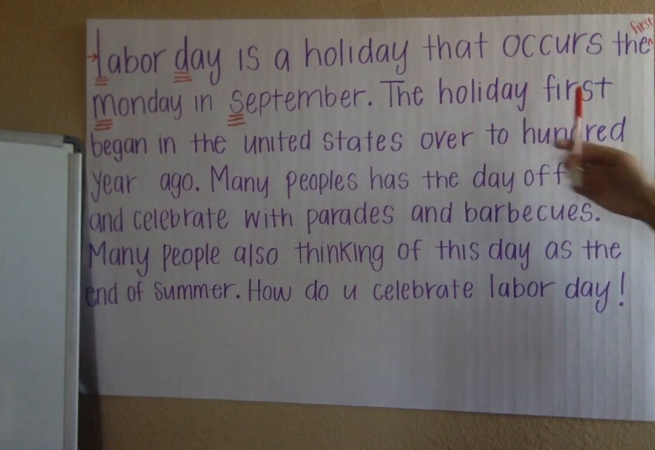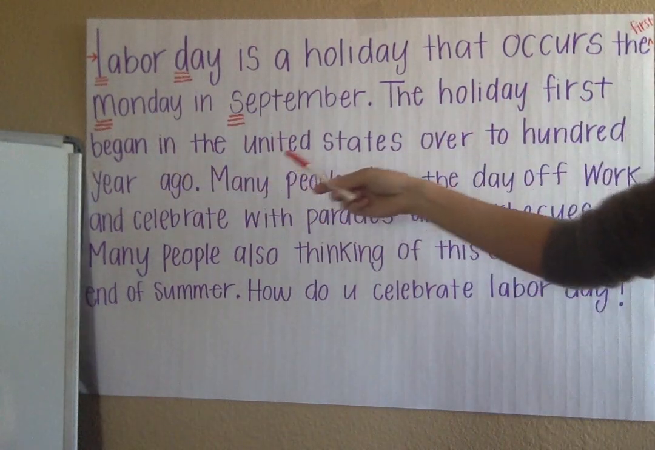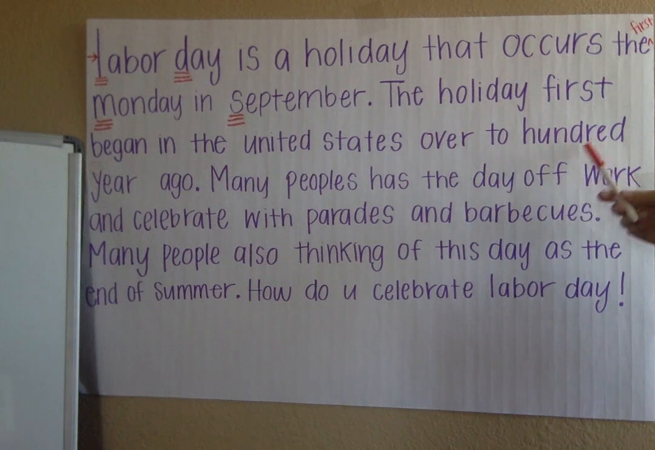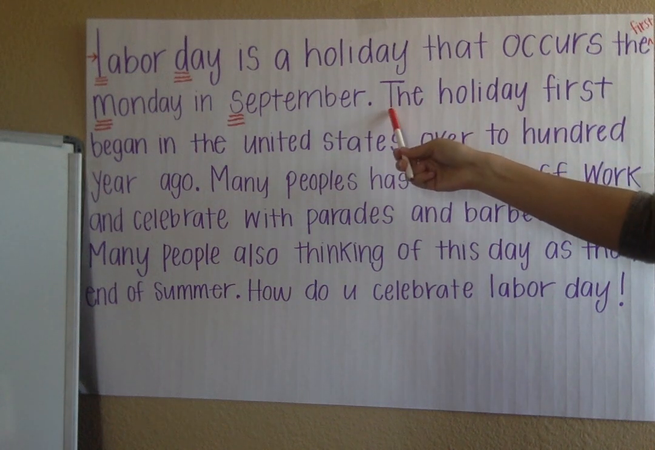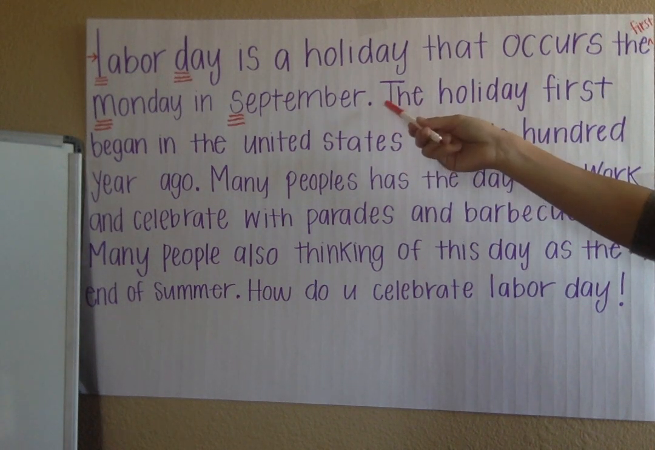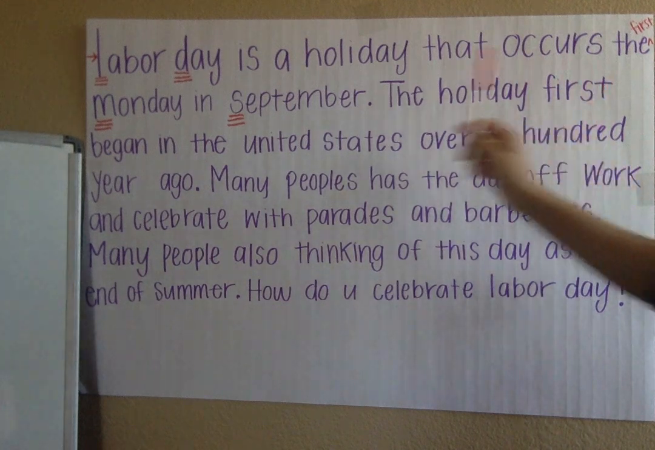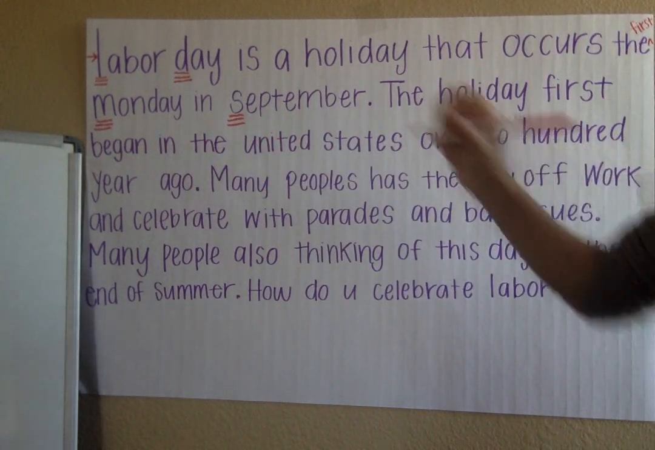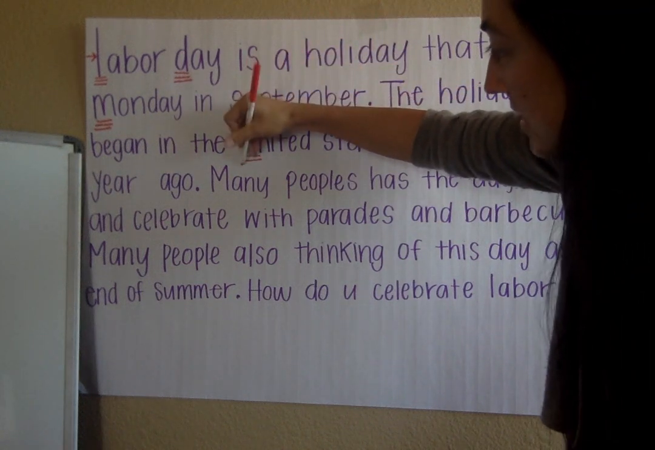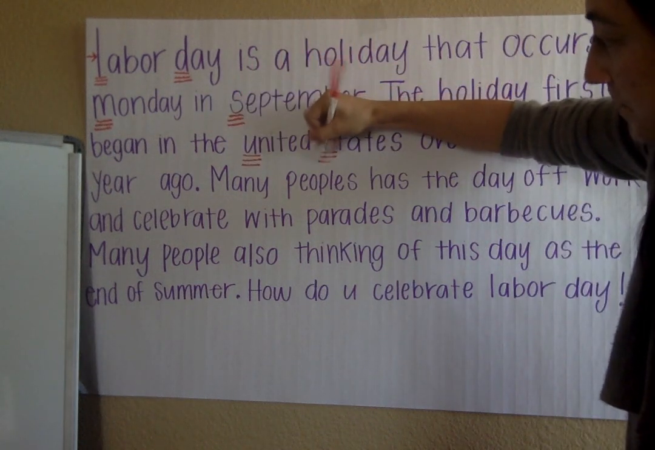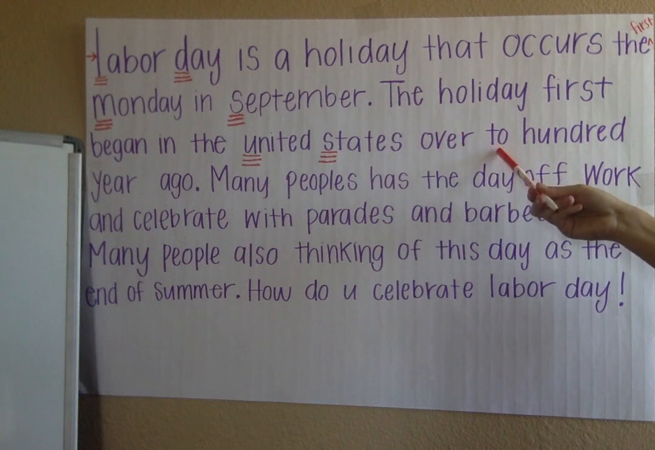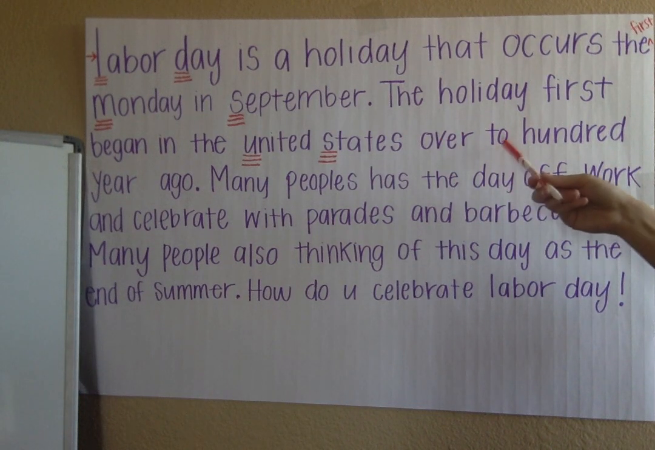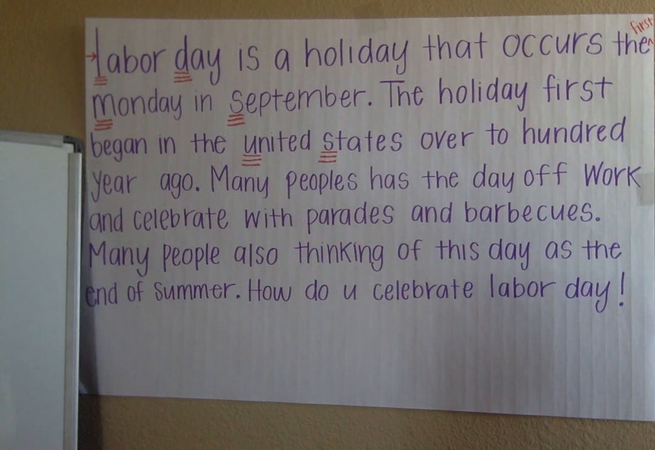The holiday first began in the United States over 200 years ago. So my sentence started off as being capitalized, so that's a good sign. The holiday first began in the, United States is a place. So that means this needs to be capitalized. Over 2. That doesn't look like the correct 2.